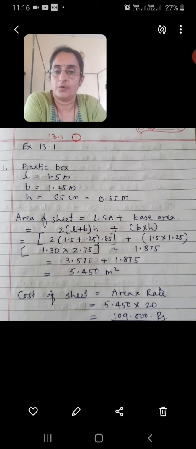Using all these 4 formulas you can solve the remaining sums also. I have solved one sum from each of the exercises. You can do the remaining. I have given you the copy of this also. So go through it, you will come to know how to solve them.